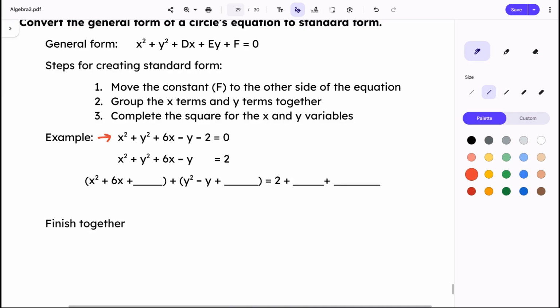But my example here starts out like this. x squared plus y squared plus 6x minus y minus 2 equals 0. Okay, if I just come up here and look at my steps, step 1 says to move the constant, which would be, in this case, the negative 2, to the other side of the equation. So you can see how they added it over. Now instead of equals 0 down here, it says equals 2 because you have to move that constant over to the right side. Then they also rewrote it a little bit because we want to group our x and our y terms together. So they put the x squared with the 6x, and they put the y squared with the minus y. And that's what's down here in those parentheses.